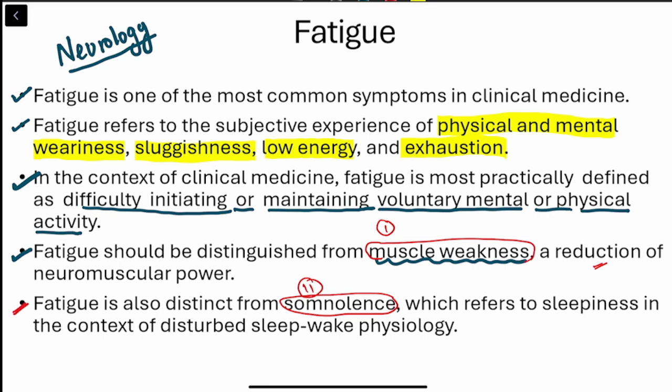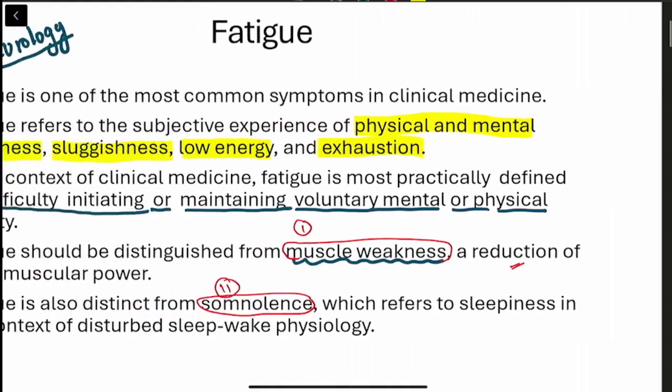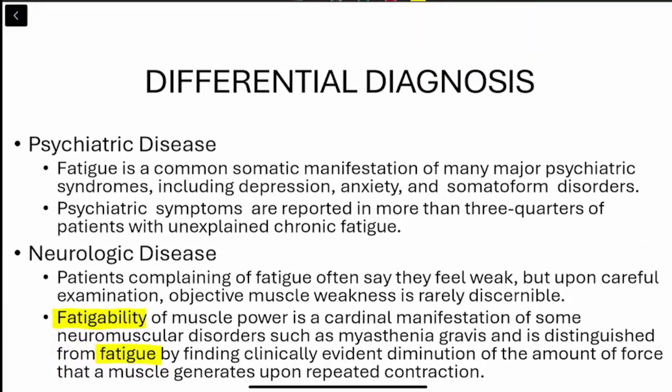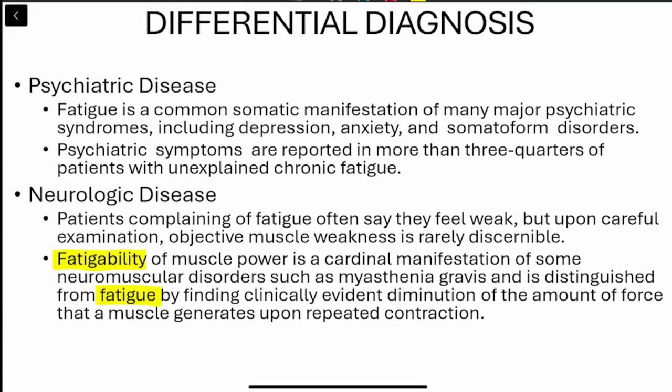It is related to many underlying conditions. It can be related to psychiatric illness, neurological illness, cardiopulmonary illness, endocrine illness, and nutrition. There are many causes of fatigue that we will be discussing in the upcoming slides, but somnolence is something else. So we have to differentiate. First of all, we have to make sure that this is fatigue, and not muscle weakness or somnolence.